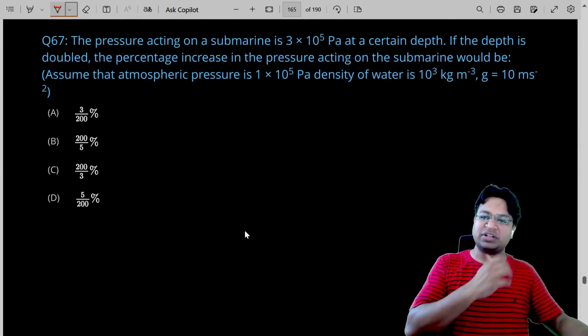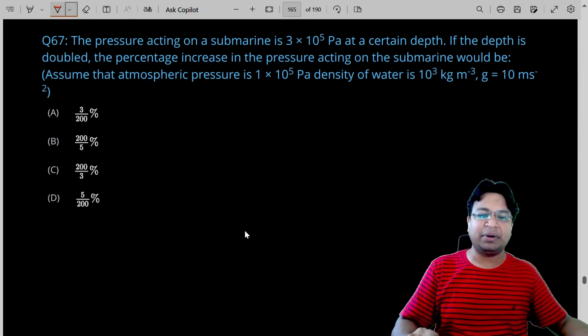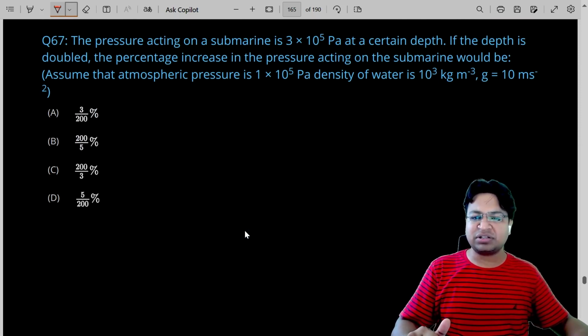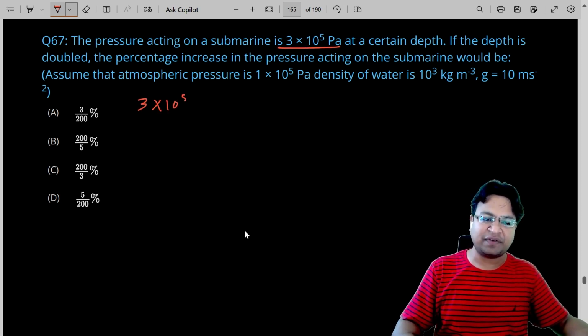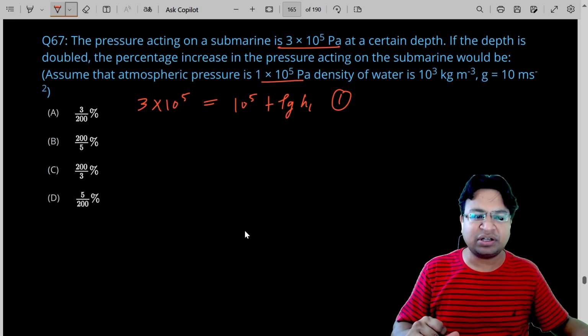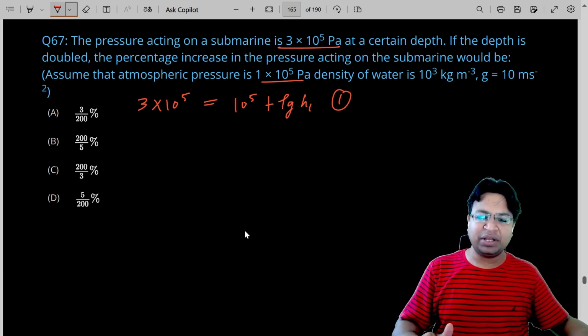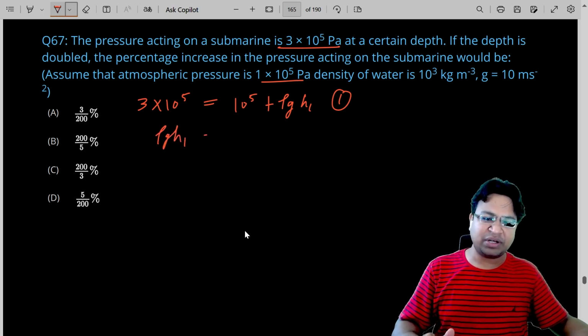It says the pressure acting on a submarine is this much at a certain depth. If the depth is doubled, the percentage increase in the pressure acting on the submarine would be. Now, at a certain depth it is this much. So, how much is that depth? Let's try to find out. So, 3 into 10 to the power 5 is equal to the atmospheric pressure, which is given to us, plus rho g h1. So, that is the first equation. Now, from here, can we get the value of rho g h1? I think we can. It will be 2 into 10 raised to power 5.